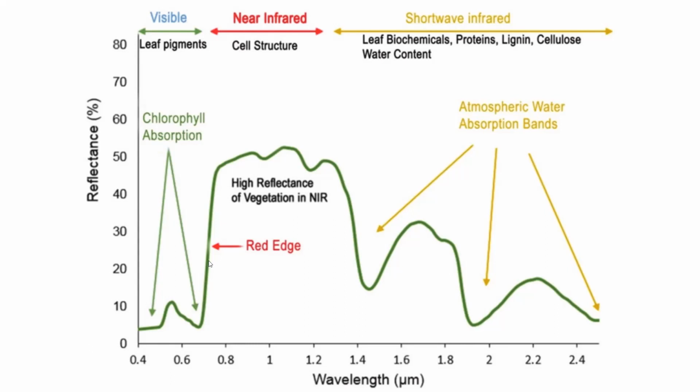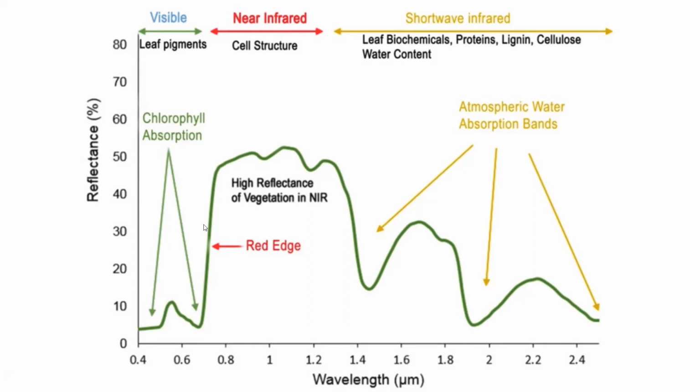uses the ratio between a band in the near infrared area, somewhere here, and a band in the red area, somewhere here. And for healthy crops, the ratio is quite high, and for more dry or not so dense crops, the ratio decreases.